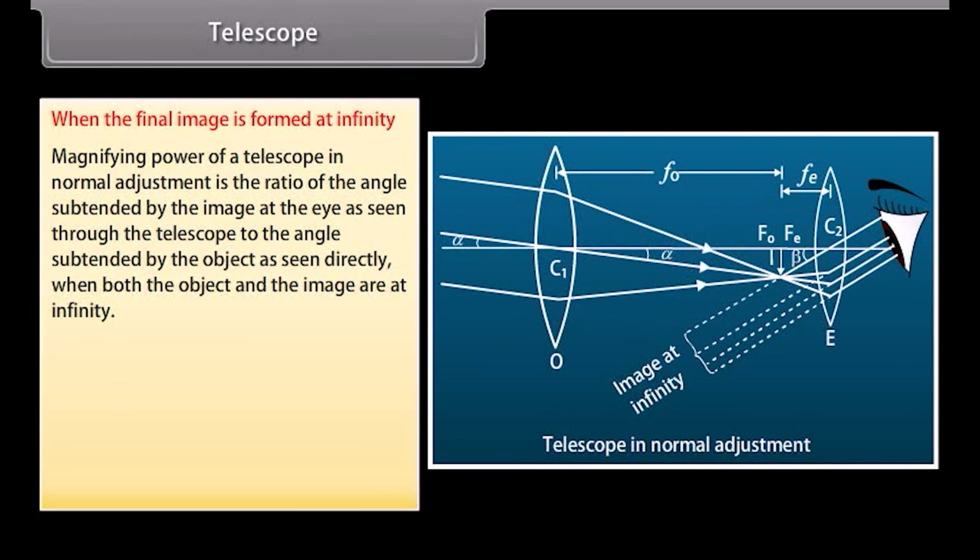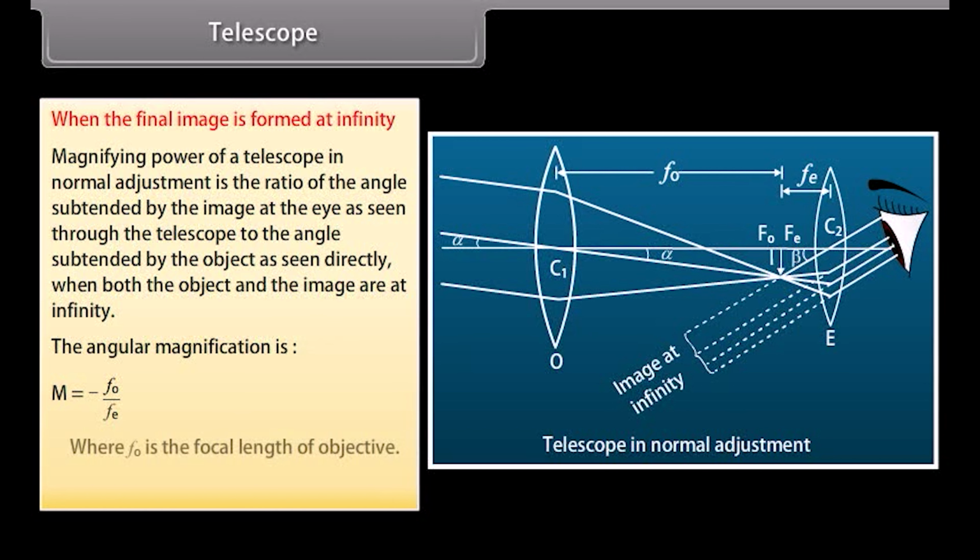Magnifying power of a telescope in normal adjustment is the ratio of the angle subtended by the image at the eye as seen through the telescope to the angle subtended by the object as seen directly, when both the object and the image are at infinity. The angular magnification is M is equal to minus Fo/Fe, where Fo is the focal length of the objective and Fe is the focal length of the eyepiece.